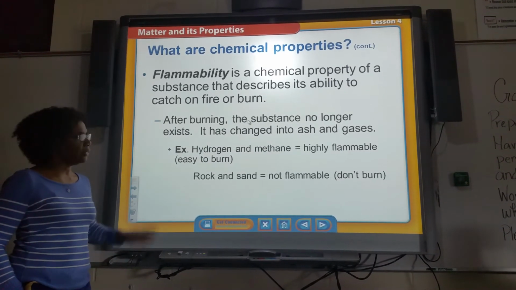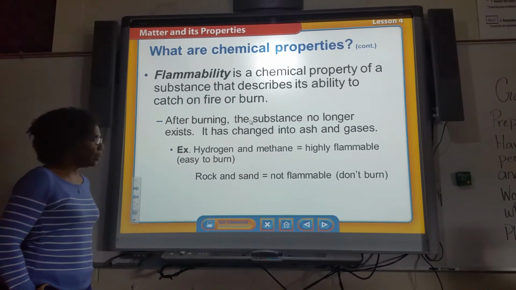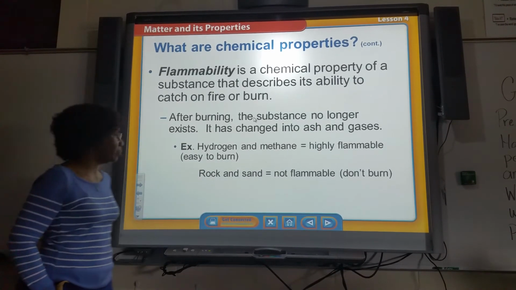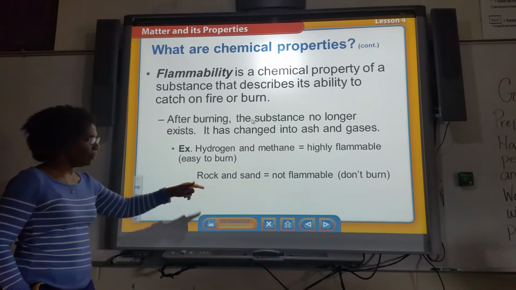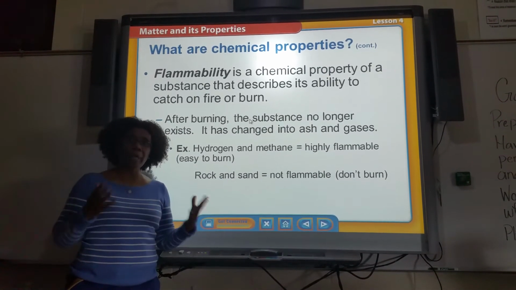For example, hydrogen and methane are highly flammable, so they're easy to burn. If we're around these particular gases, we have to be very careful because they're both flammable. Rocks and sand are not flammable. They won't hurt you if you mix them together. They have no reactivity.